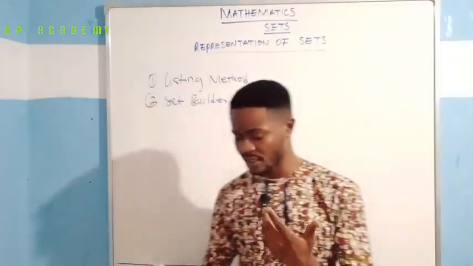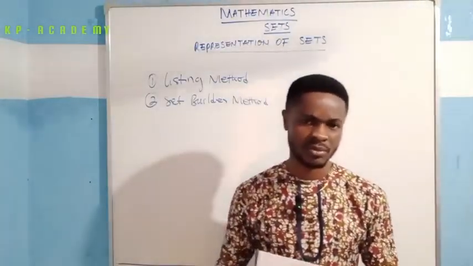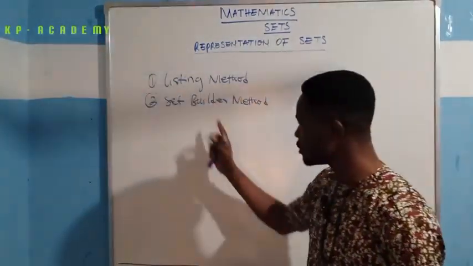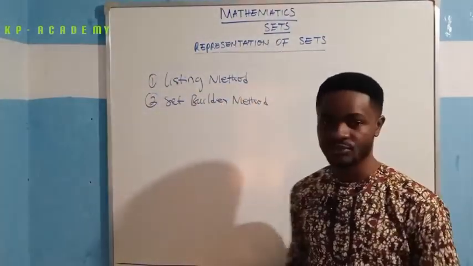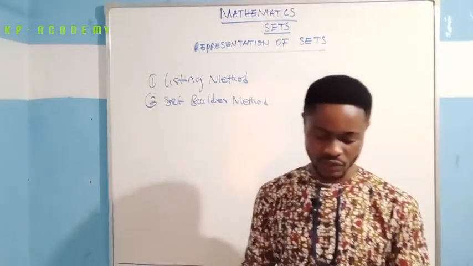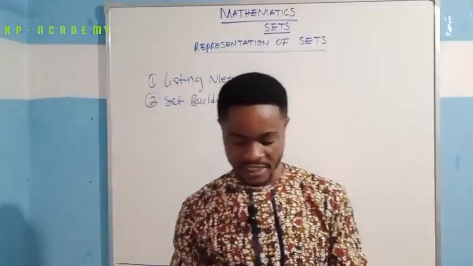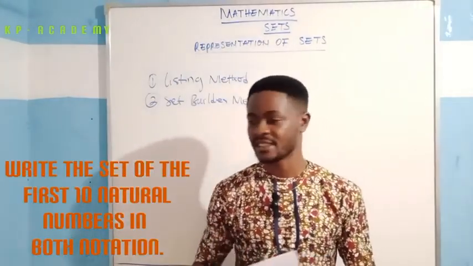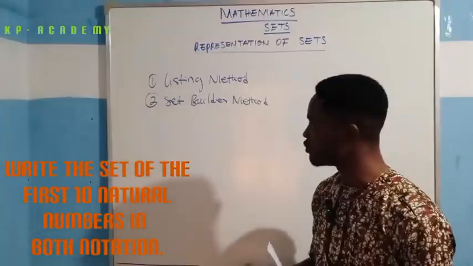So this video generally is going to be more like practice problems to see how we can represent sets in these two notations, that is listing and set builder method. So I have a series of questions here. The first question says, write the set of the first 10 natural numbers in both notations.